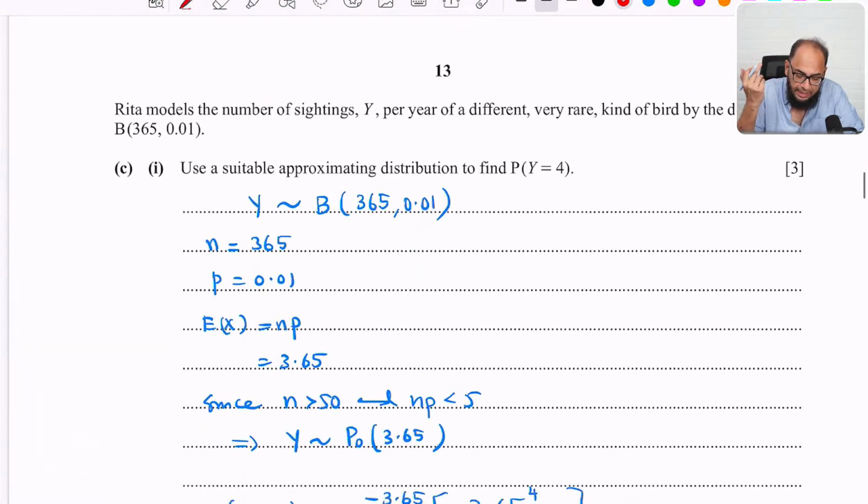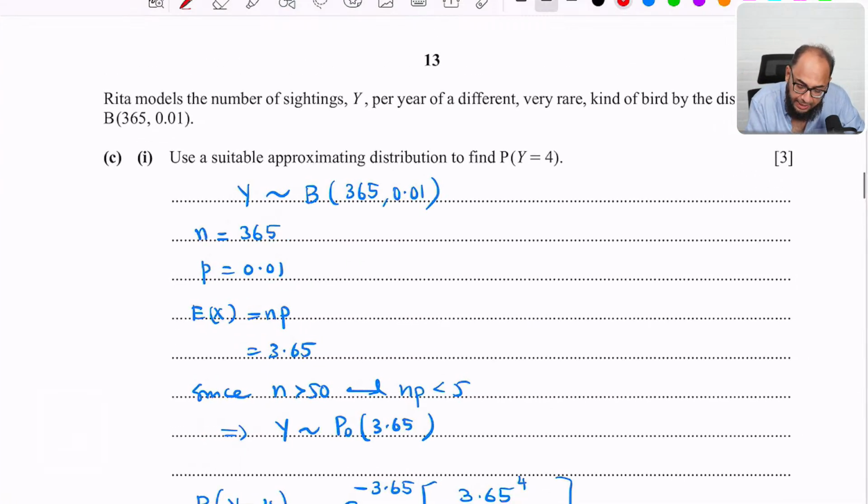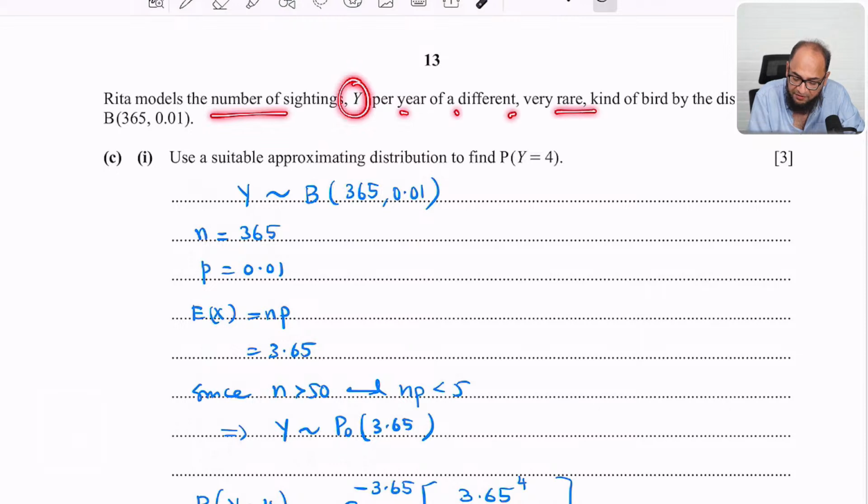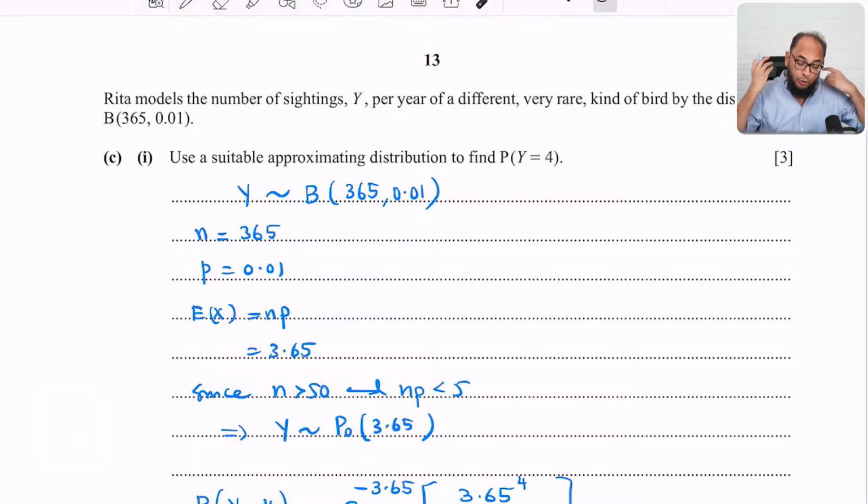Last part. Now it says Rita models the number of sightings Y per year of a different very rare kind of bird by the distribution such and such. Use a suitable approximation. Now you people are in luck. We did something with CLT. We did something with normal approximation to Poisson. And now we are doing Poisson approximation to binomial. So you will write this thing.